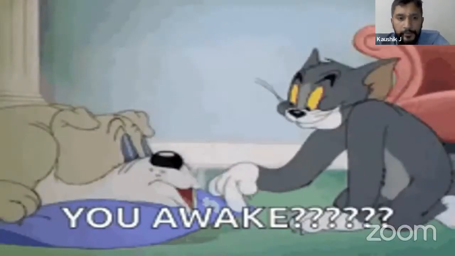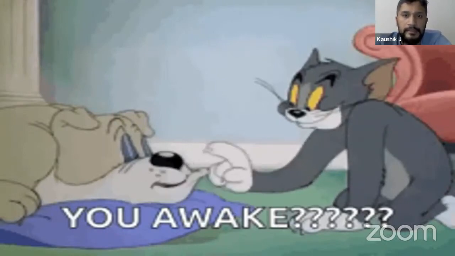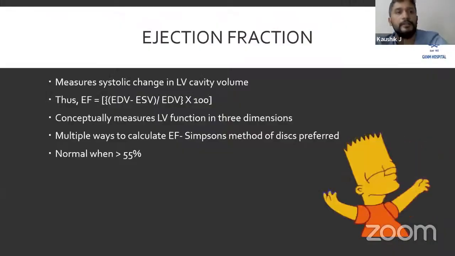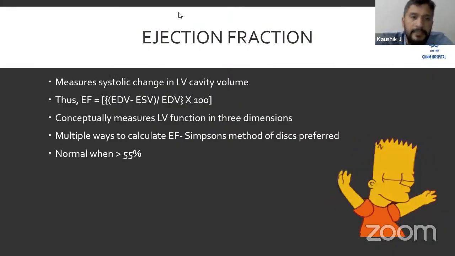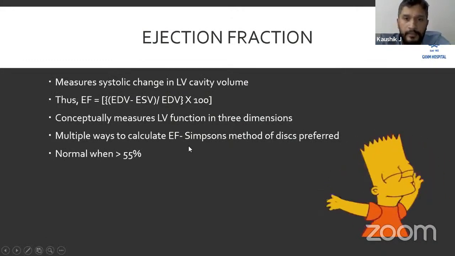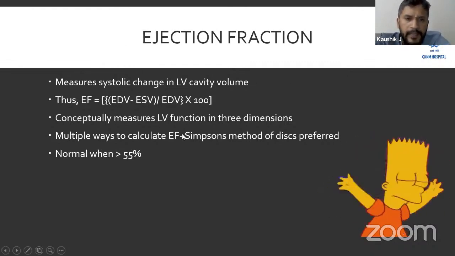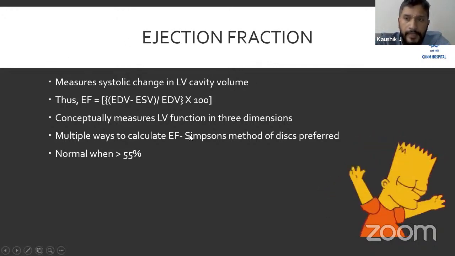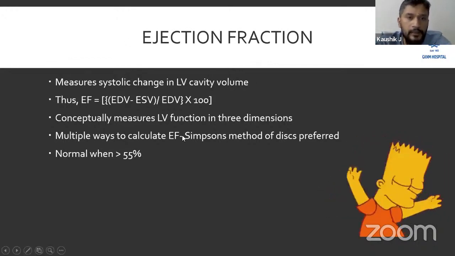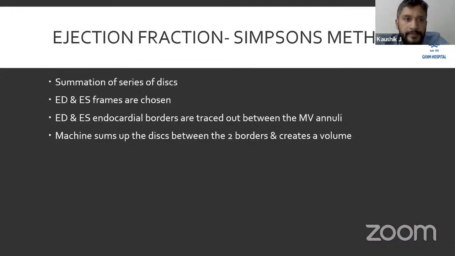If you're still awake, I hope you are, because the next few slides are what everyone is interested in. That is the ejection fraction. The ejection fraction basically measures the systolic change in the LV cavity volume. So it is nothing but all of these put together in 3 dimensions. The method which is preferred, which is recommended by your ASC and all other academic forums, is the Simpson's method of discs. Normally it should be more than 55%.